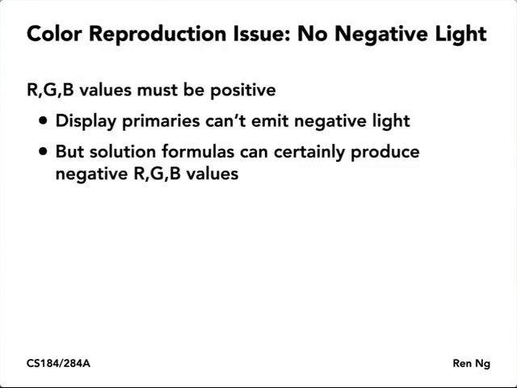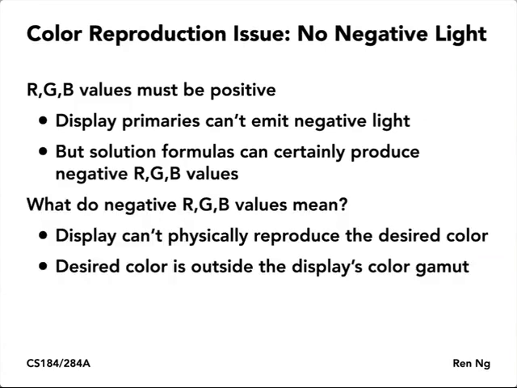So what do we do with that? What does that even mean if we get that in the solution formula? What it means if in the color reproduction formulas we arrive at some negative RGB values in the solution is that the display won't be able to physically reproduce the desired color exactly. The desired color is going to be outside the display's color gamut.